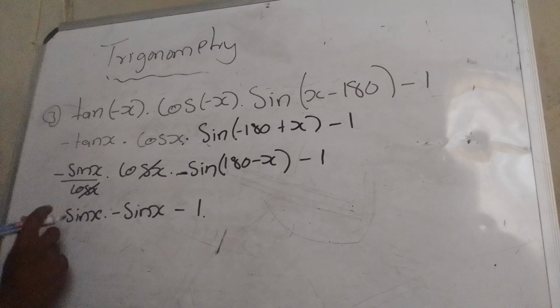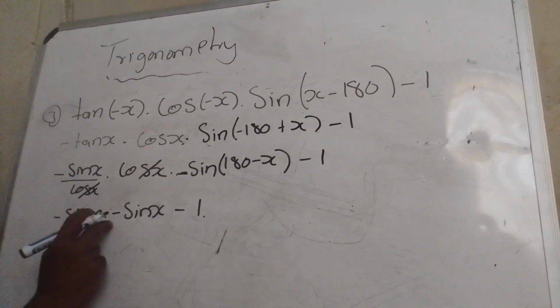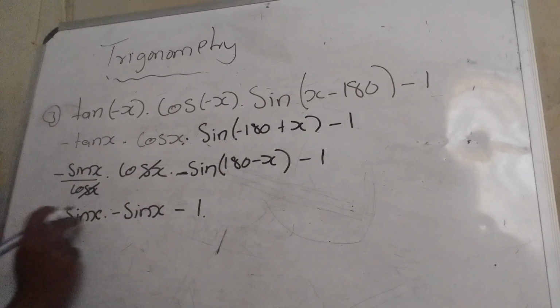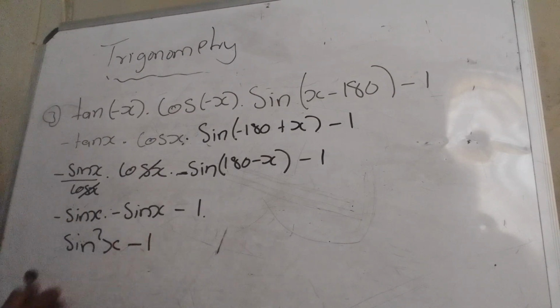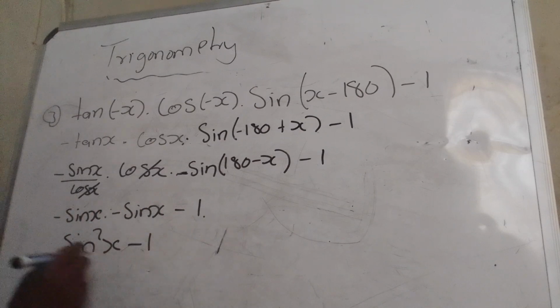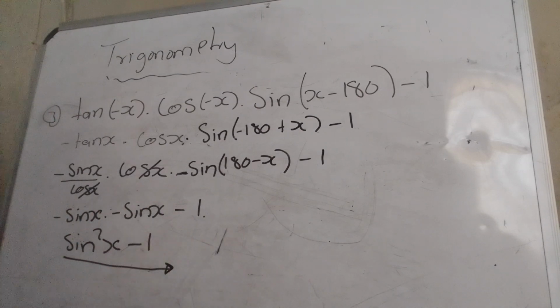Then now we're having sine x times negative sine x times negative sine x. Negative times negative will cancel each other. So we're left with sine squared x minus 1. Alright, it's sine squared x minus 1. Okay, I took this one from grade 12, but we as grade 11s don't know the identity yet. So this is our final answer.